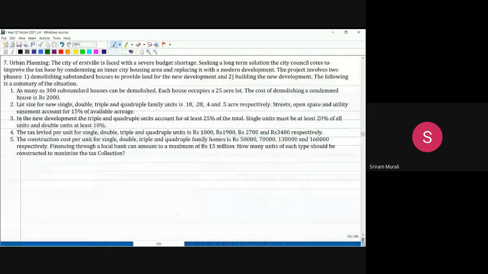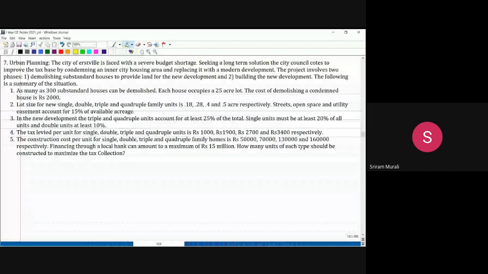It is another question. Urban planning. So this is another problem. Urban planning. How are we using this linear programming model in urban planning? First, read the question, extract one by one, then you can understand.